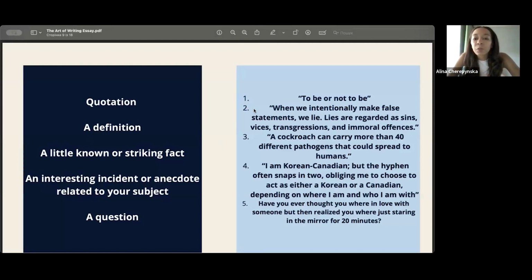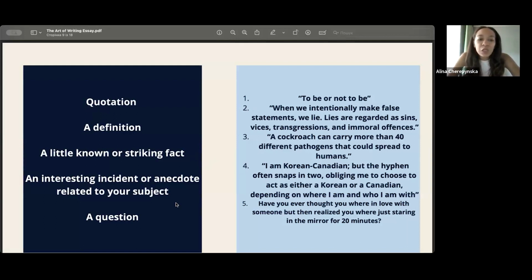For example, number 2, when we intentionally make false statements, we lie. Lies are regarded as sins, vices, transgressions, and immoral offenses. So it's obvious that our text will be about lying, maybe about types of lying, and this is our introductory part, and this is our hook. You can use a little known or striking fact or shocking statistic. Actually, it's always quite creative and interesting. For example, a cockroach can carry more than 40 different pathogens that could spread to humans.